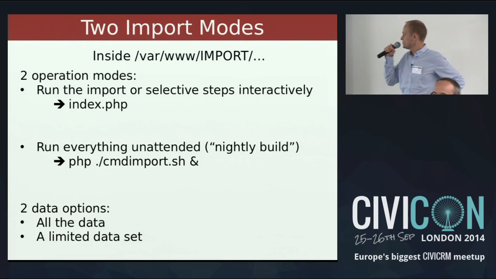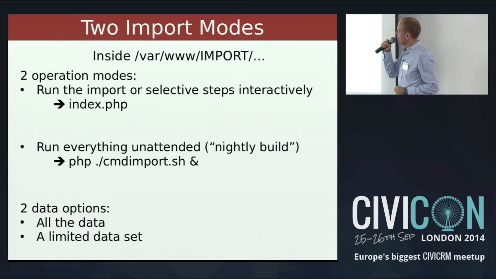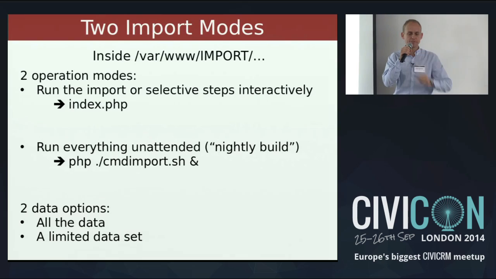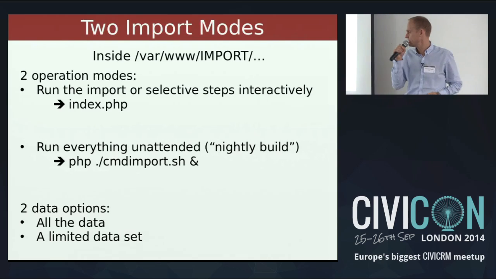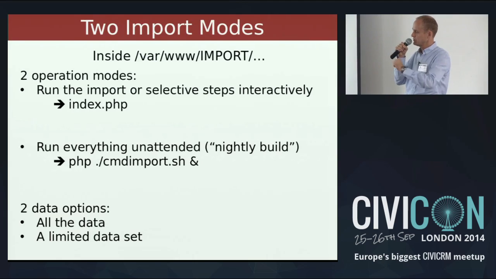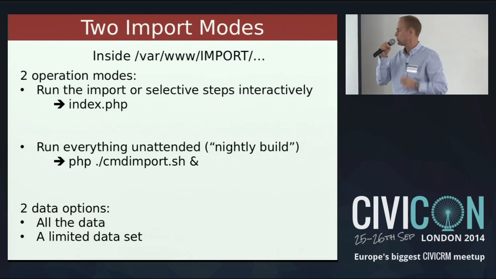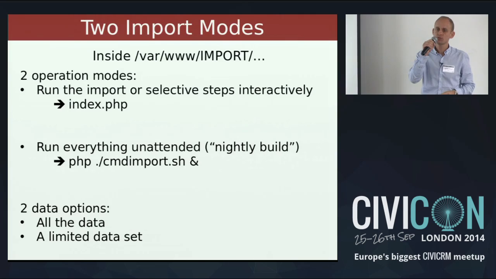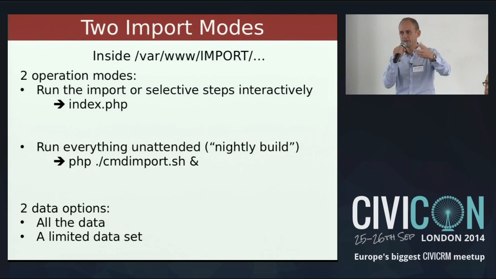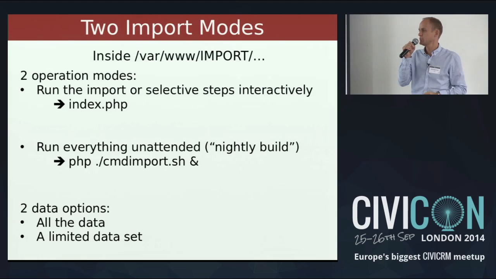We also had two data options. We could import all the data, which took quite a long time, or we could import a limited data set that was just a flag we could set in the import script. Because at the end of the migration, when everything was programmed, it took 18 hours to copy the data from our source system and modify it so it would fit in CiviCRM the way we wanted.